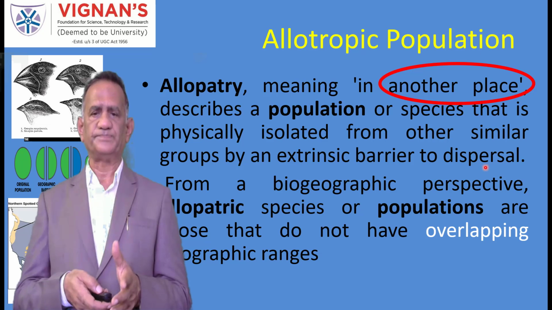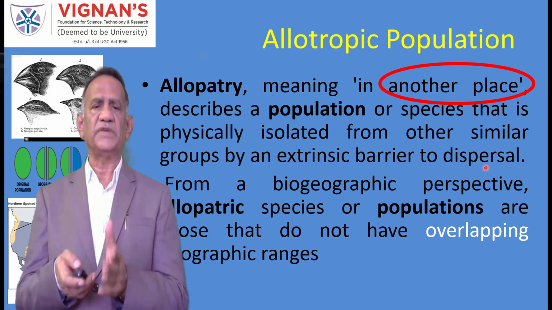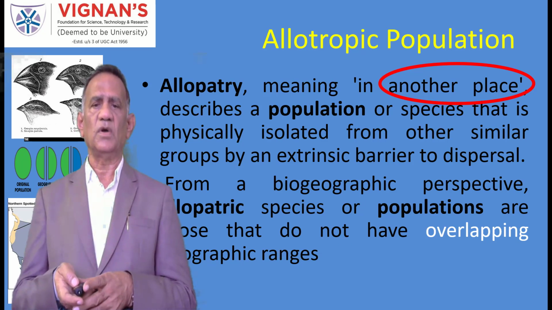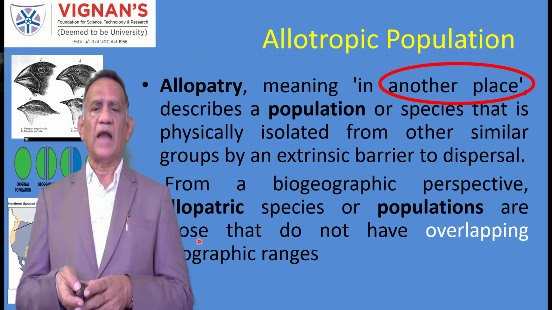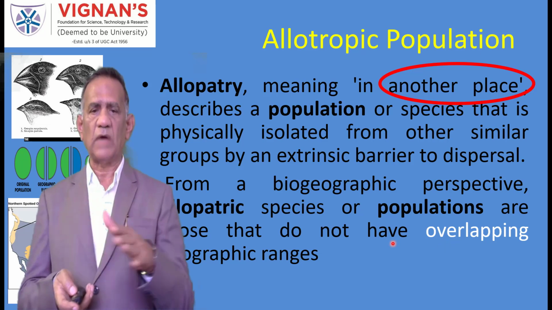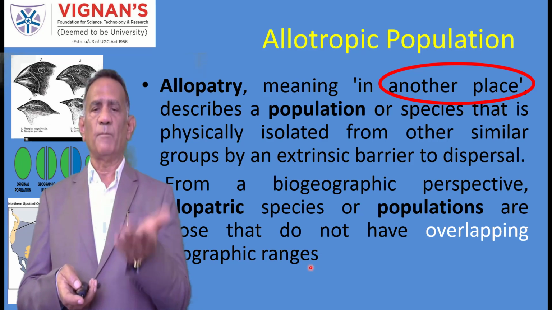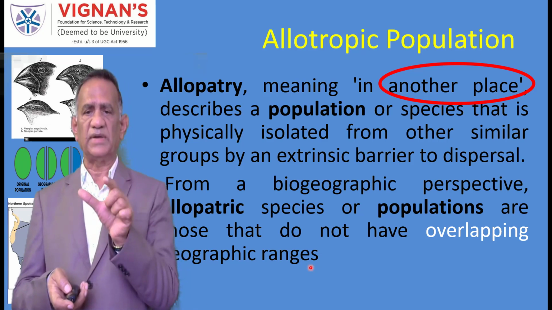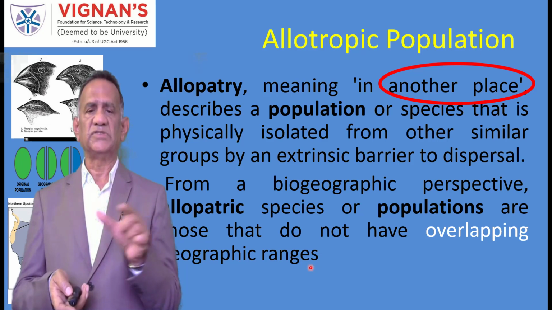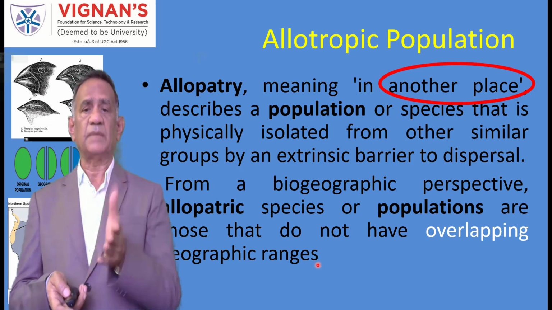There is a barrier involved. As a result of the barrier, the members of the population are physically isolated. So that's what we are going to see through the diagram also. From a biogeographic perspective, allopatric species or populations are those that, please remember, do not have overlapping geographic regions. In the previous case, in the population, we gave the definition that the population belongs to the same geographical region. Now allopatric populations do not have overlapping geographic ranges. They are in different regions because a barrier was there. The barrier made them get separated.